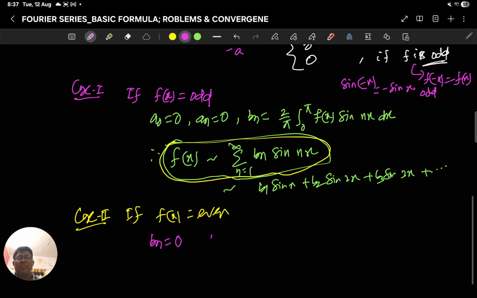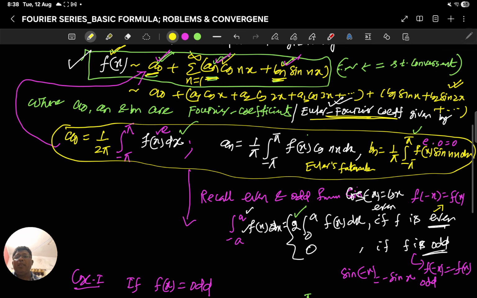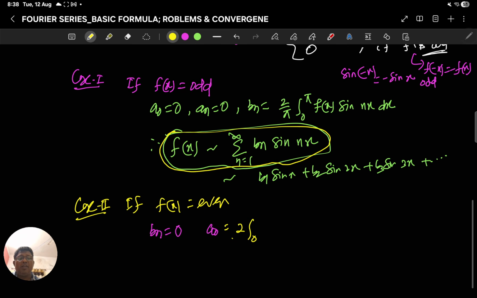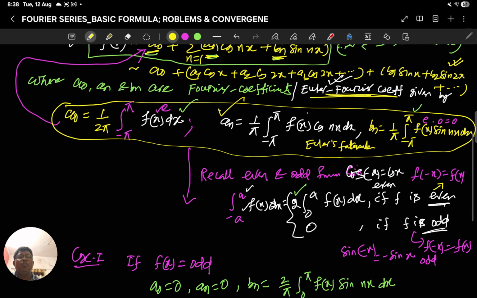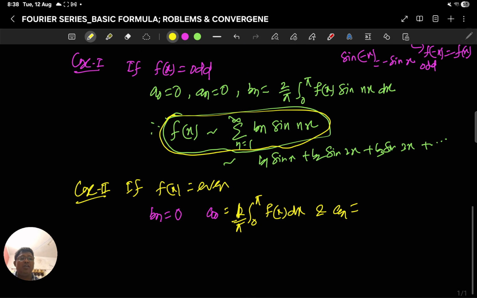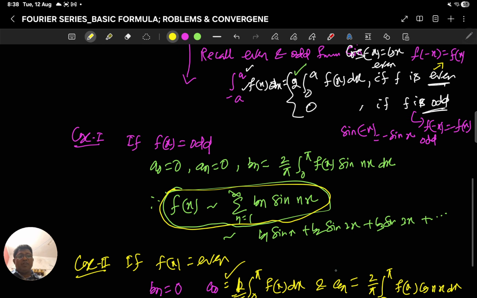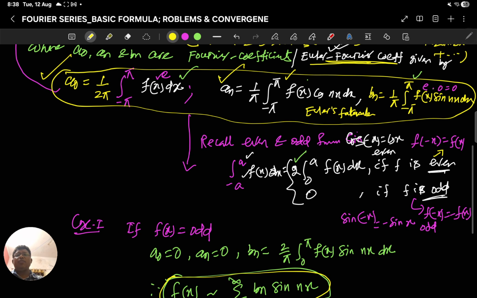So what will happen to your a0? a0 was earlier 1 by 2 pi, so with the 2 it is 2 by 2 pi, which means 1 by pi integral 0 to pi f(x) dx. And likewise an is equal to what? Here 2 will be multiplied, the limit will be 0 to pi, so an is 2 by pi integral 0 to pi f(x) cos nx dx. So now if you substitute the values of a0, an and bn, what will happen to your Fourier series now?